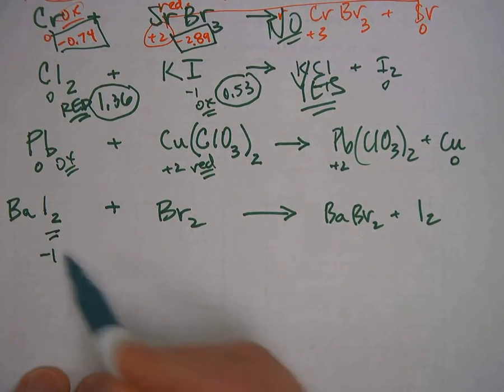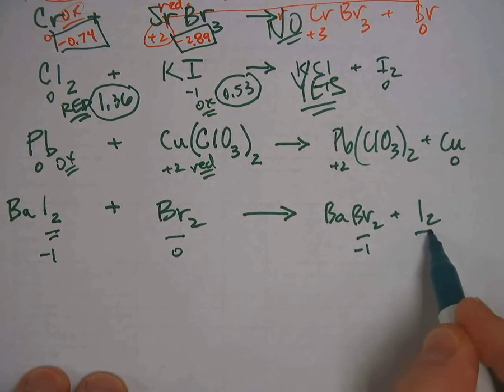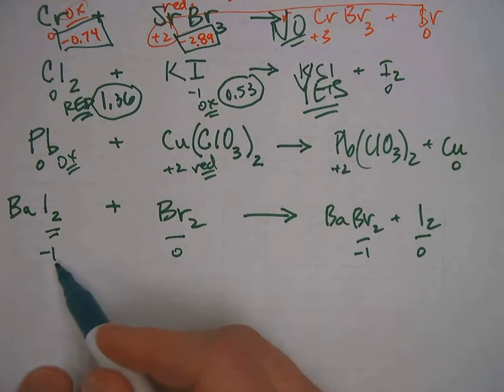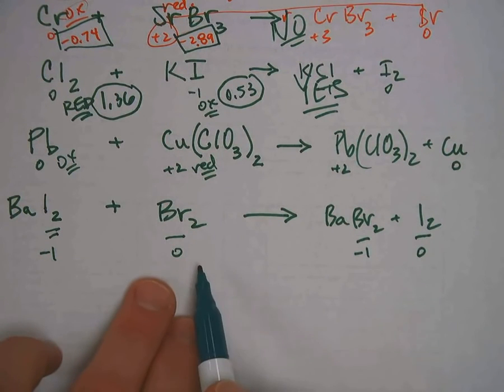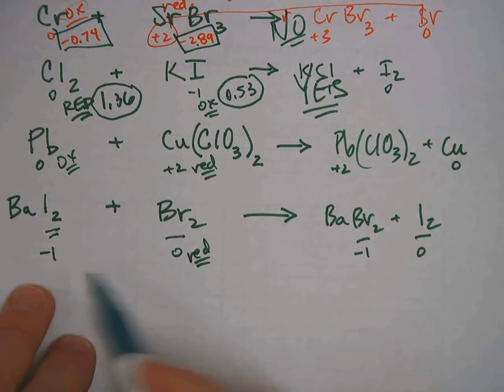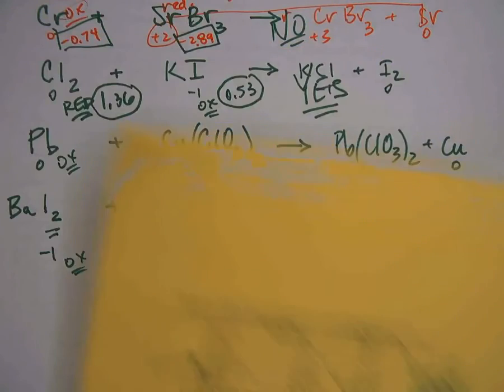Iodine here is -1. Bromine is 0. Over here, bromine is -1 and iodine is 0. So bromine right here went down in charge, so it was reduced. And iodine right here went up in charge, so it was oxidized. Now I need to look up and see whether these are possible. All right, let's find lead.